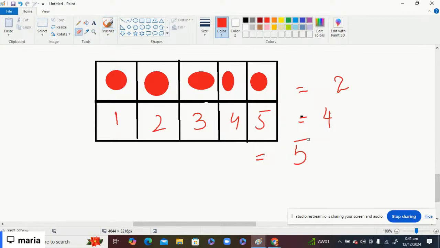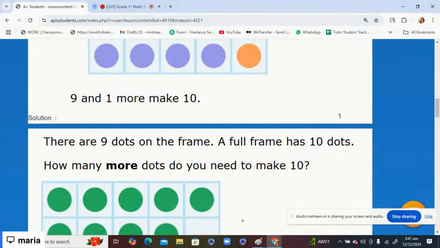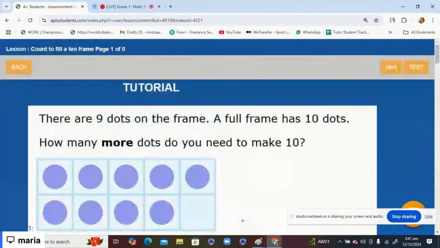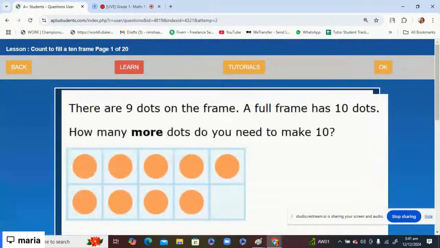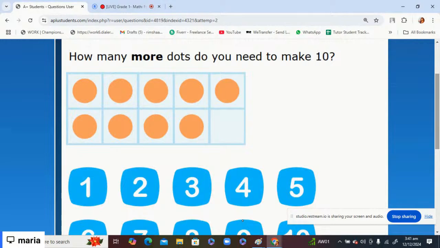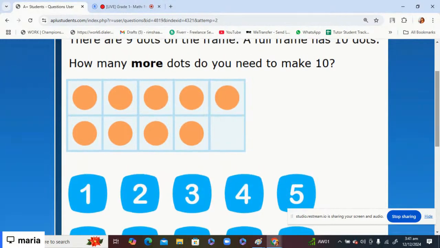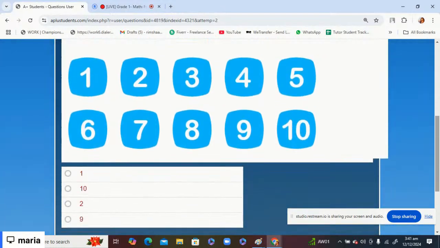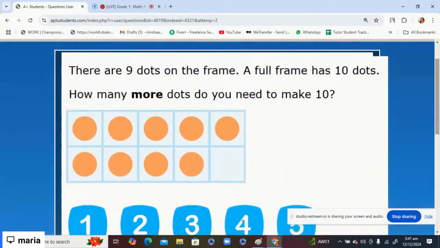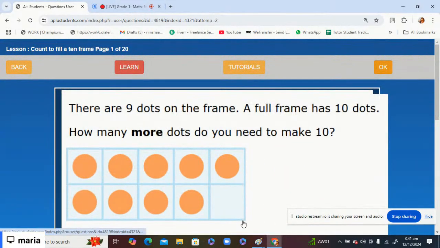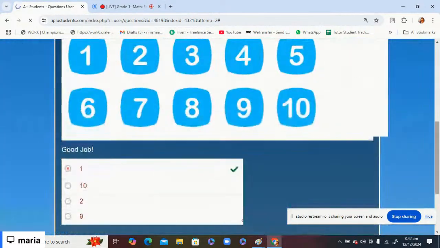Now suppose, for example, let's do some test questions. So there are 9 dots in the frame. A full frame has 10 dots. So how many more dots do you need to make 10? Hurry up, tell me, everyone. It only needs 1. So we are going to put 1 here. So this is the right option.